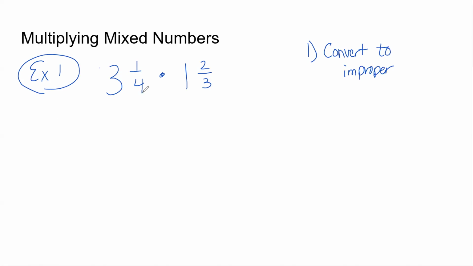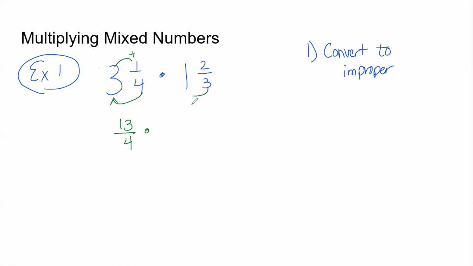So let's do our little trick. If you've watched previous fraction videos with me, we take the bottom and multiply the whole number. So 4 times 3 is 12. Hold that in your head and then add the top. So that's going to be 12 plus 1. So that's 13 over 4, times, and let's do the same trick.